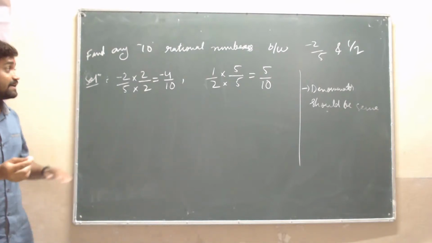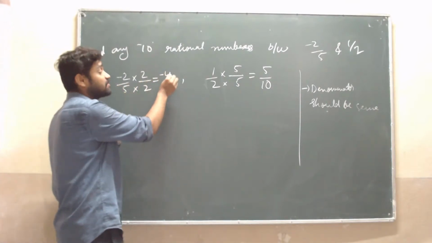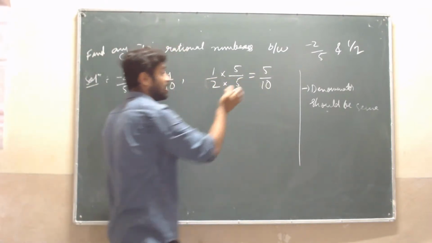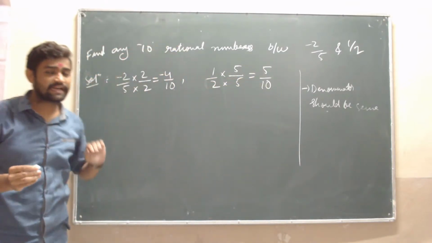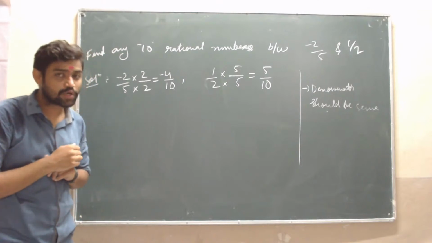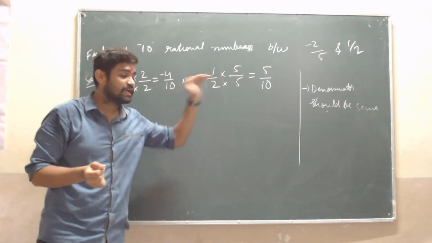Isn't it? This is minus 4 by 10, and as usual 5 by 10. Between minus 4 by 10 and 5 by 10, we have to find how many rational numbers? 10 rational numbers.